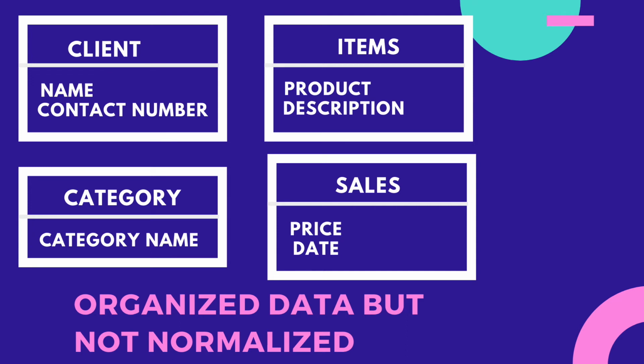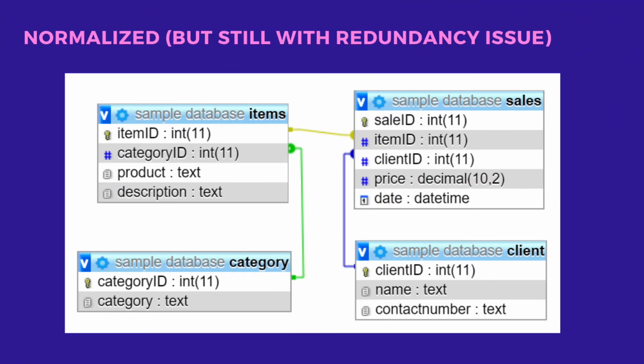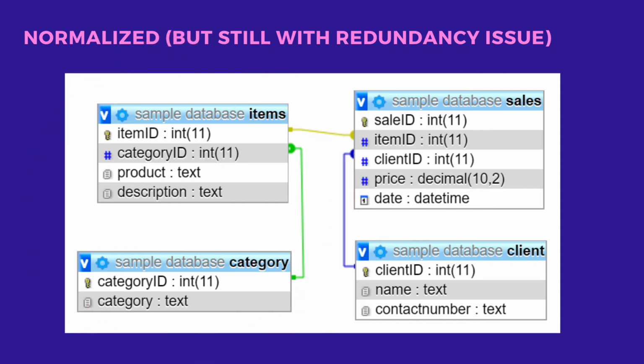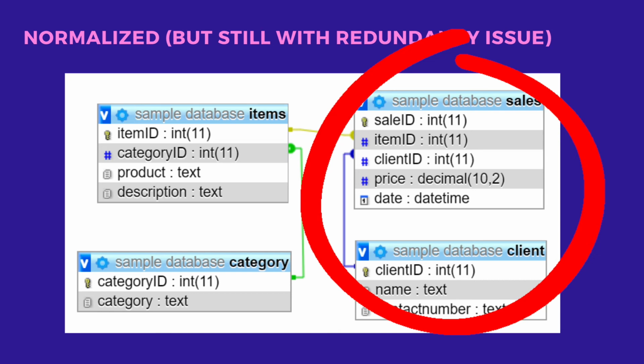If you apply normalization and relation in your database to reduce possible redundancy, it will look like this. You will relate your tables. For example, your items, there's a foreign key from category, so you will know that this item belongs to this category. So these two tables are related. And for the client, we relate it to the sales table. The same with the item.